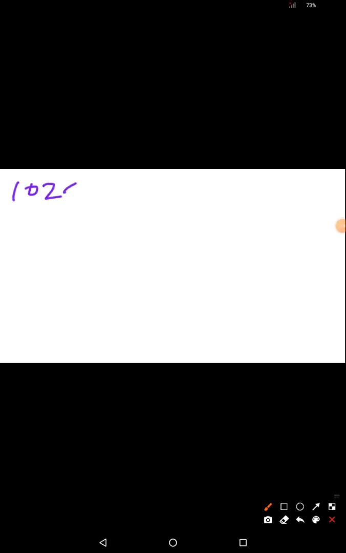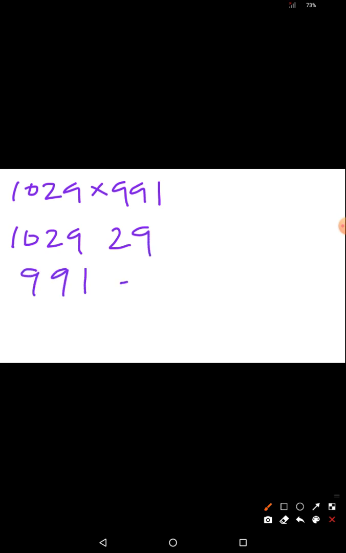Our question is 1029 into 991. That is our question. Okay, so we have to write 1029 and our deviation is 29. 991, our deviation is minus 9. Okay, so whichever you are comfortable with, 1029 minus 9 or 991 plus 29, do that. So you will get 1020, 1020.